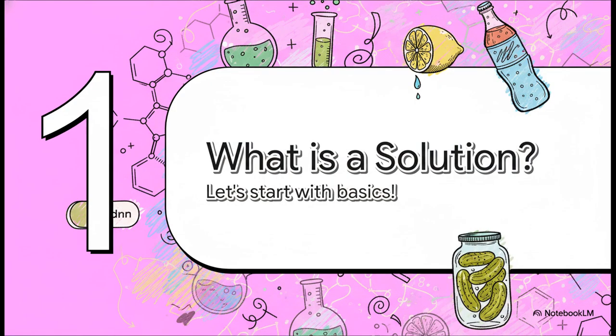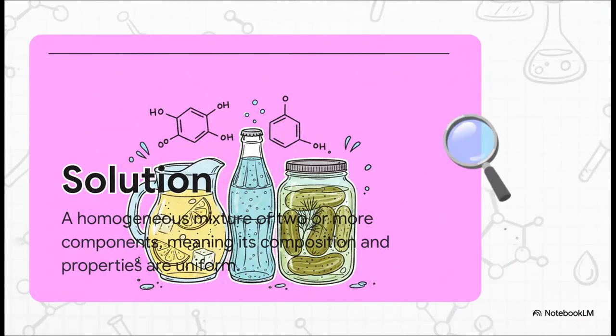Okay, so let's start right from the very beginning. What is a solution, really? Before we even look at the textbook definitions, let's just think about it in a really simple way. A solution is just a homogeneous mixture of two or more things. Now that word homogeneous, it just means it's mixed up so perfectly that it's the same all the way through. You can't see the different parts.